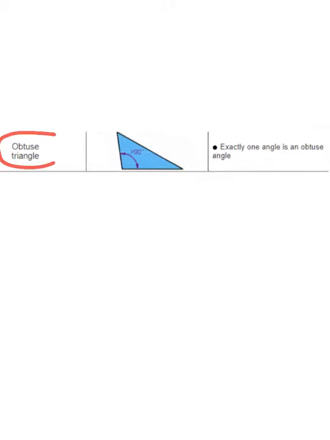An obtuse triangle, like its name, has exactly one obtuse angle. It can't have more than one obtuse angle or it won't add up to equal 180. It won't work. The sides won't touch. But if it has one angle here that's bigger than 90, then it is an obtuse triangle. Right triangles have one right angle. Obtuse triangles have one obtuse angle. Acute triangles have all acute angles. It doesn't have any right angles and no obtuse angles.